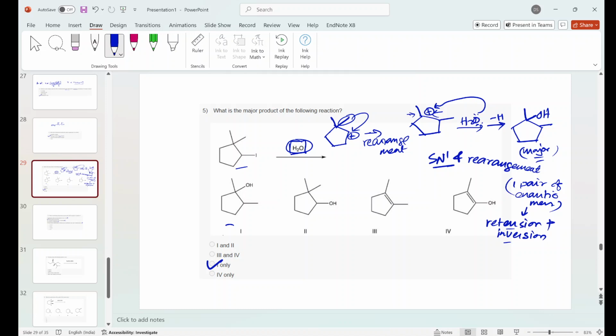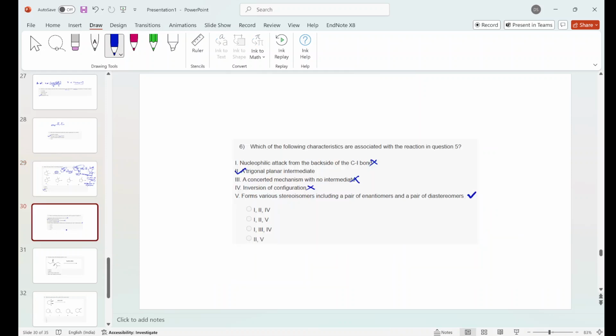Yeah, you will have a pair of diastereomers because you are shifting from this methyl to this position, and here also you have two possibilities of R, S. Okay, so altogether there will be four, depending on the configuration of this particular carbon center. So altogether there will be four. Okay, so this is right, 1 and 5.